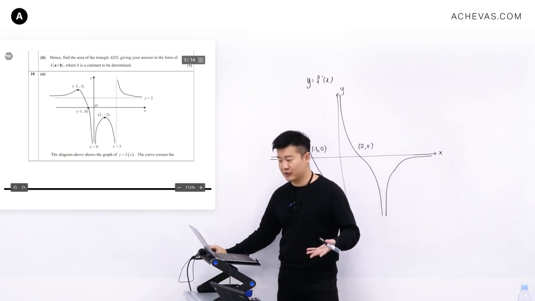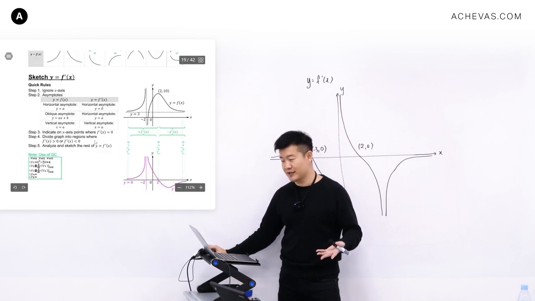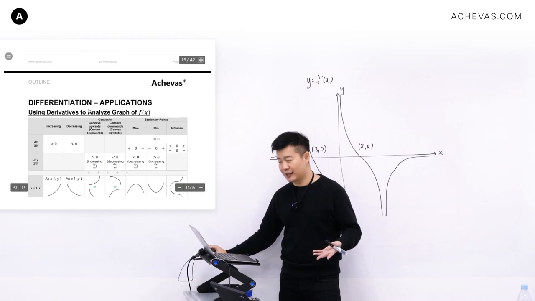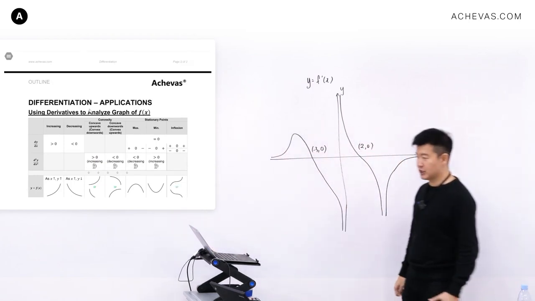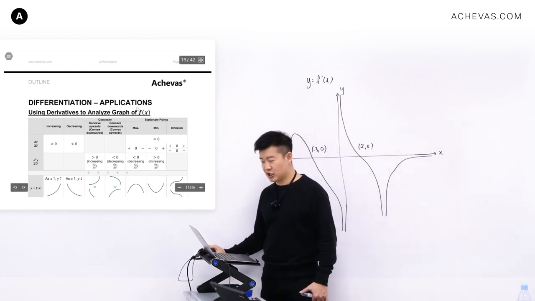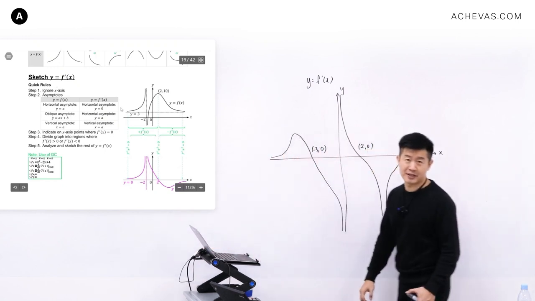But in case some of you, after your promo, find yourself still struggling a little bit with sketching the graph of y is equal to f prime x, I want you to take a look at the differentiation outline under application of differentiation. On the very first page of the differentiation application outline, you see me sketching the graph of y is equal to f prime x, and I give you these four steps.